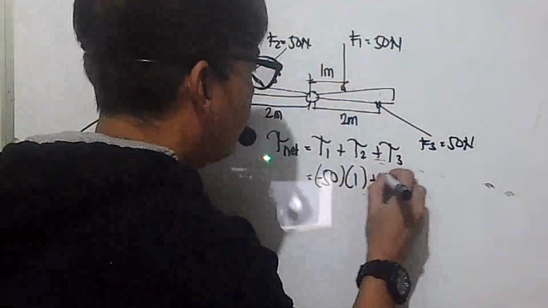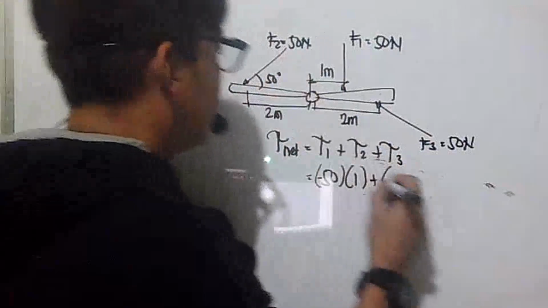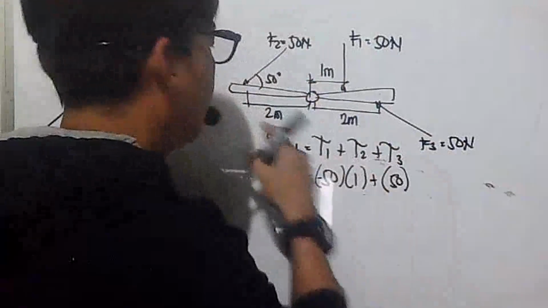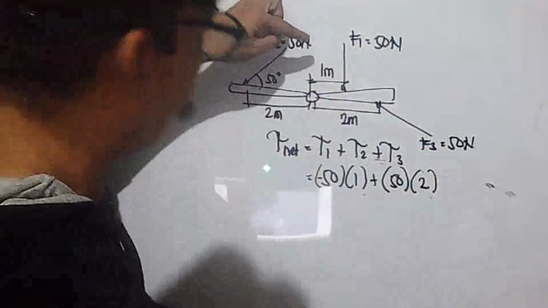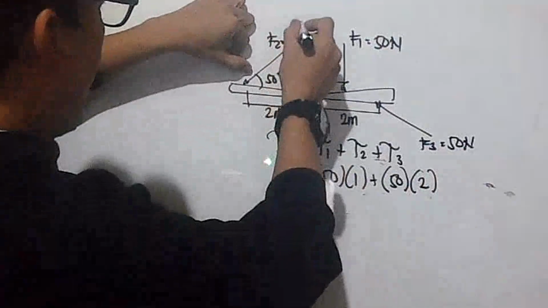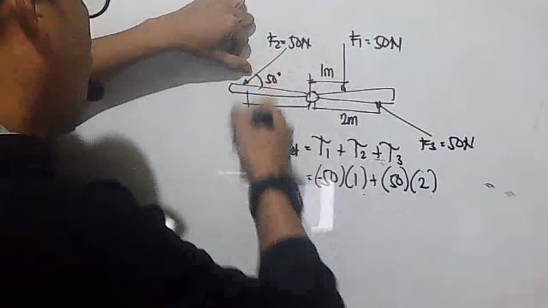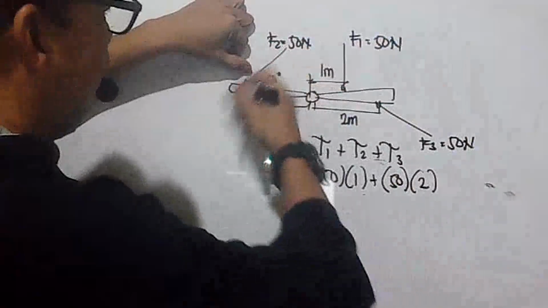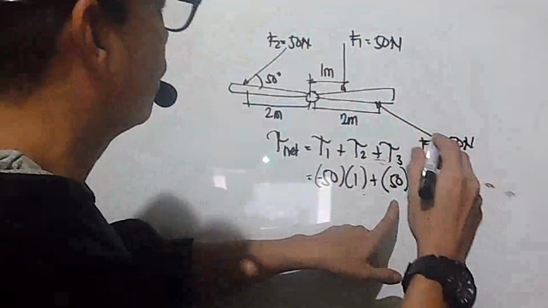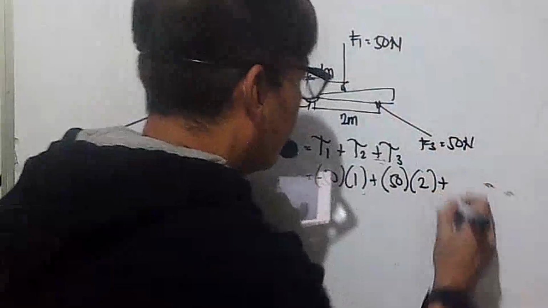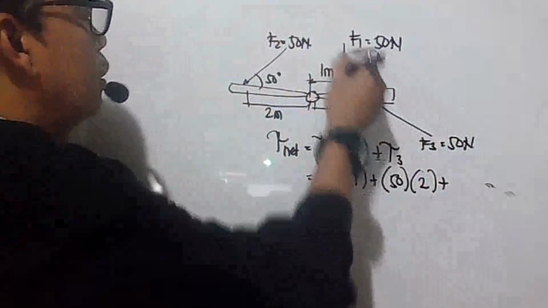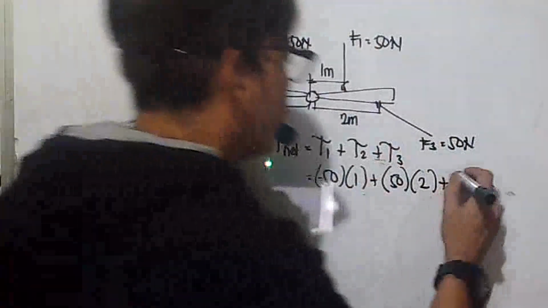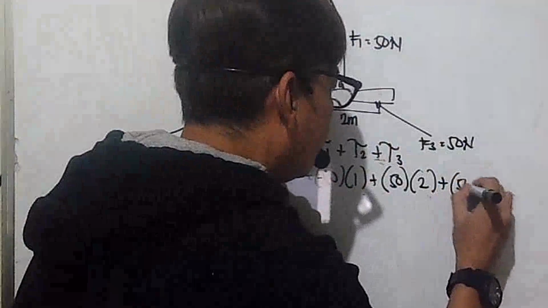Then plus F2, which is still 50 newtons multiplied by a distance of 2. Now let's find out what the sign is. If it pushes here, it will cause a motion going this way, so it is counterclockwise. So 50 is positive. Then plus, this one will again cause a counterclockwise motion, so it is positive 50.